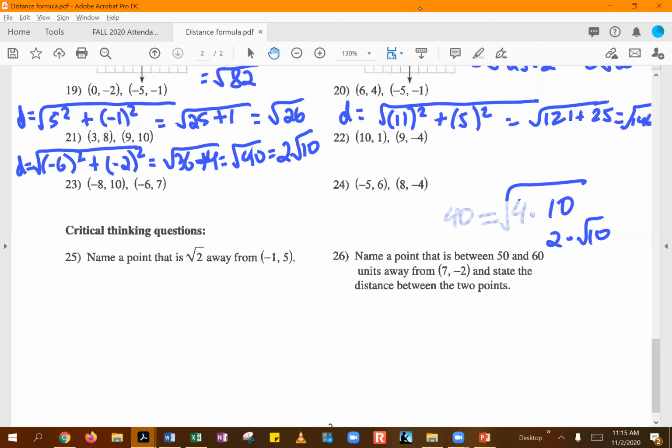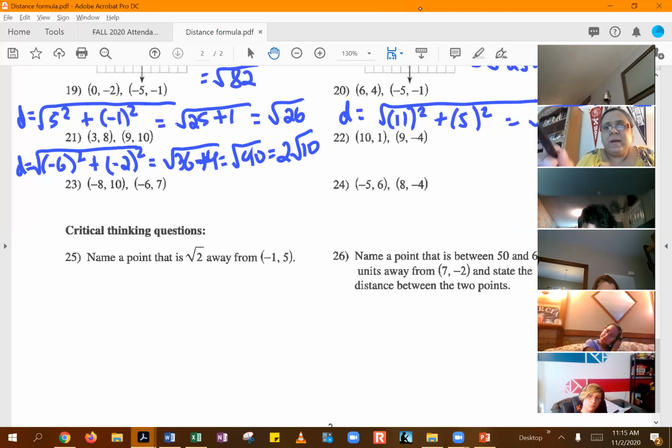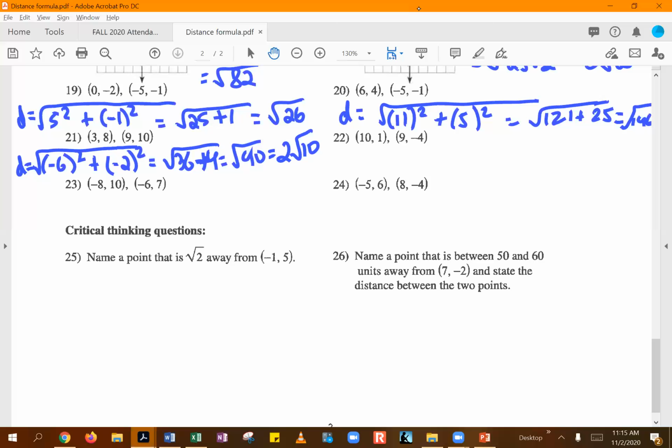I'm actually gonna get rid of this. Alrighty, so let's see, that would be number 22. And Brandy, what did you have for 22? I got the square root of 26. Square root of 26. All right, let's take a look. So we would be doing 10 minus 9, which would just give us 1. So that's squared. 1 minus -4 would actually add up to 5. So that would be 5 squared. And let's see, that would just be 1 plus 25, which comes out to be square root of 26.